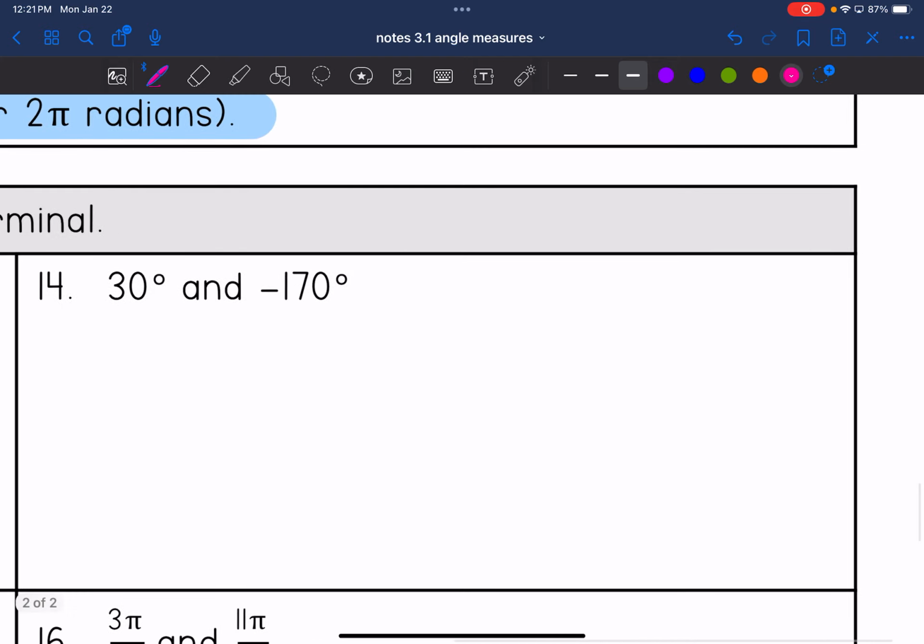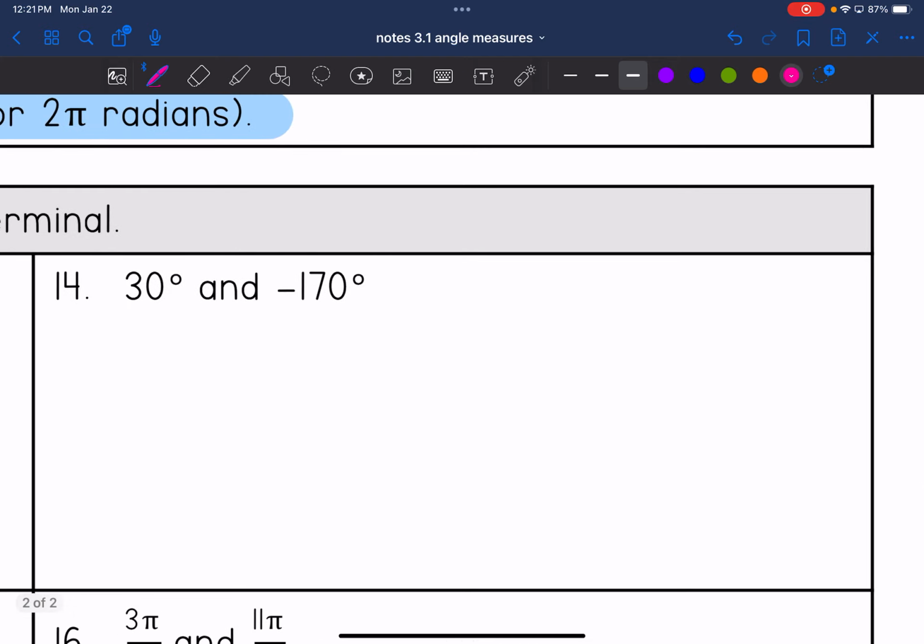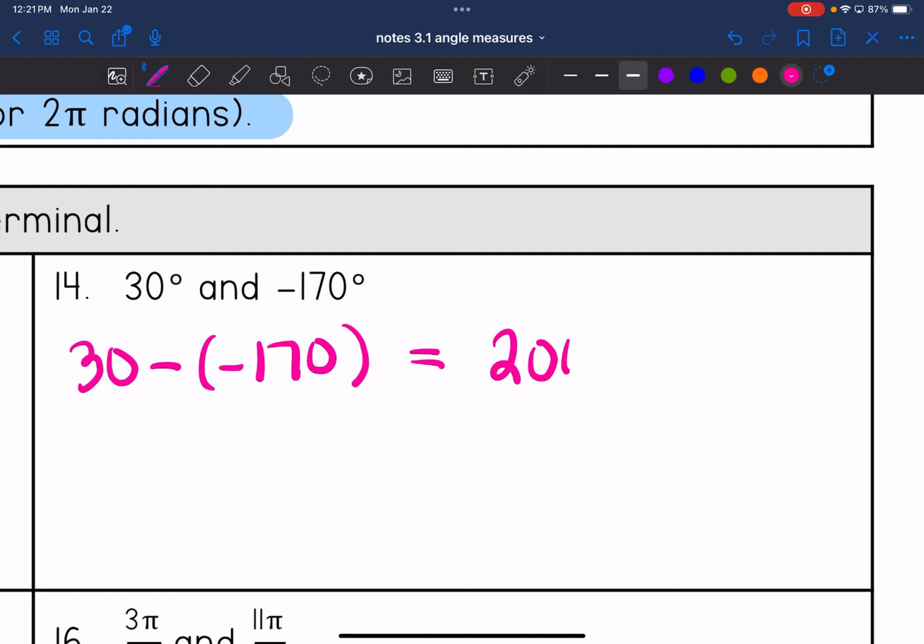Okay, let's do this one. 30 degrees and negative 170 degrees. So let's go ahead and subtract them. So minus a negative number is going to turn into adding. So this is basically 200 degrees. That's not a full rotation. So these would land in two different spots. So these are not coterminal.